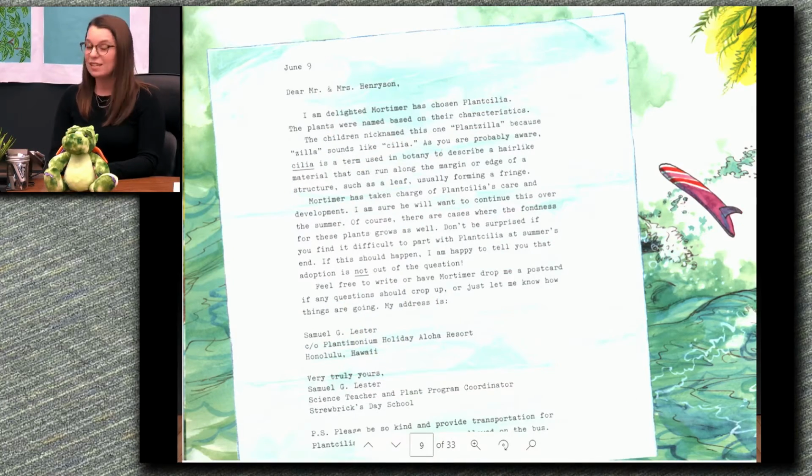Here, Mr. Lester is writing back to Mr. and Mrs. Henryson. So his addressee is Mr. and Mrs. Henryson. That's who the letter is to. Let's read this letter and think about what is the purpose of this letter? Why did he write it?